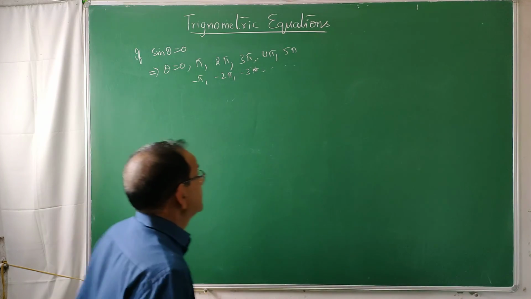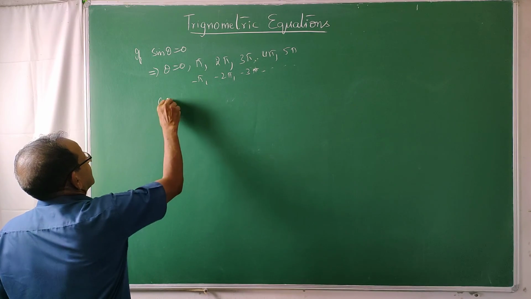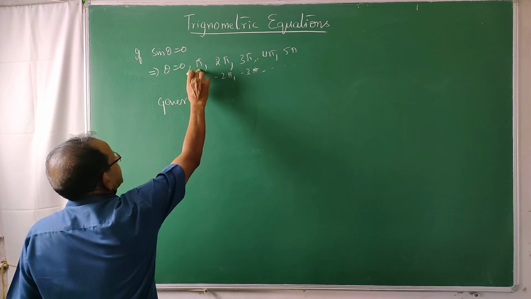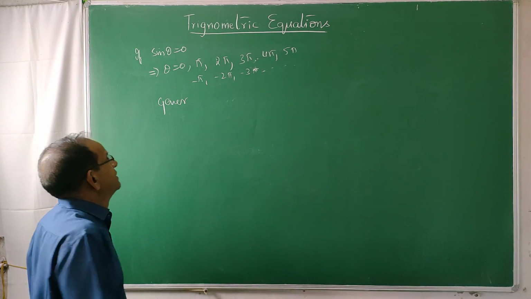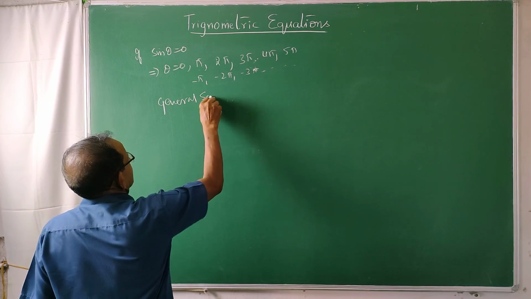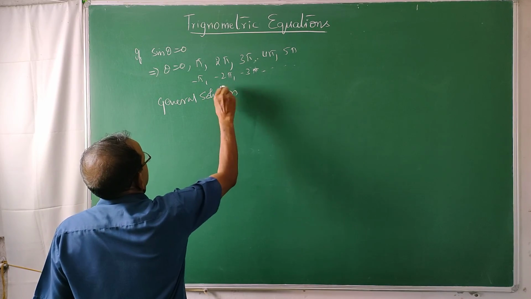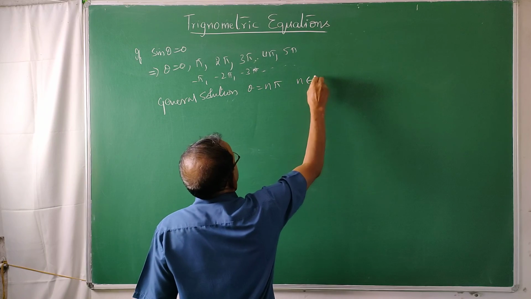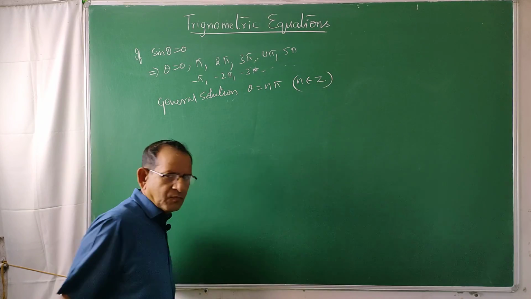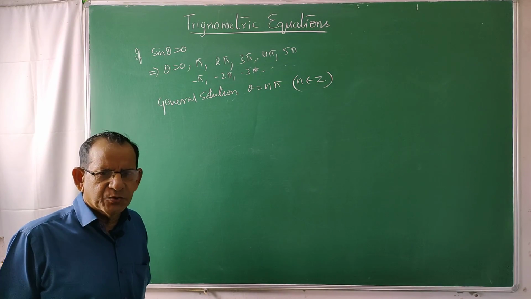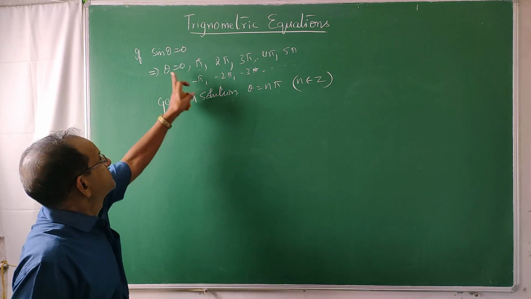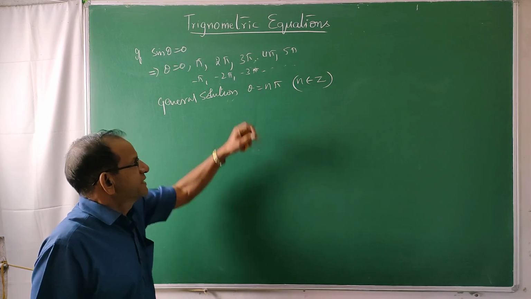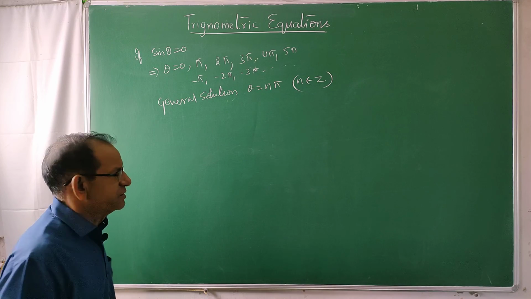Now, the general solution is any integer into pi you can write. General solution: theta is equal to n pi, where n belongs to Z. N is any integer, 1 pi, 2 pi, 3 pi, all will satisfy that equation. That's why this theta is equal to n pi is called the general solution.